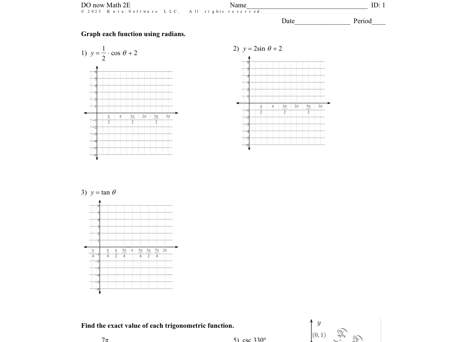Hi Math 2E. Let's look at some graphing. So first off, I'm going to graph a cosine graph in number 1.